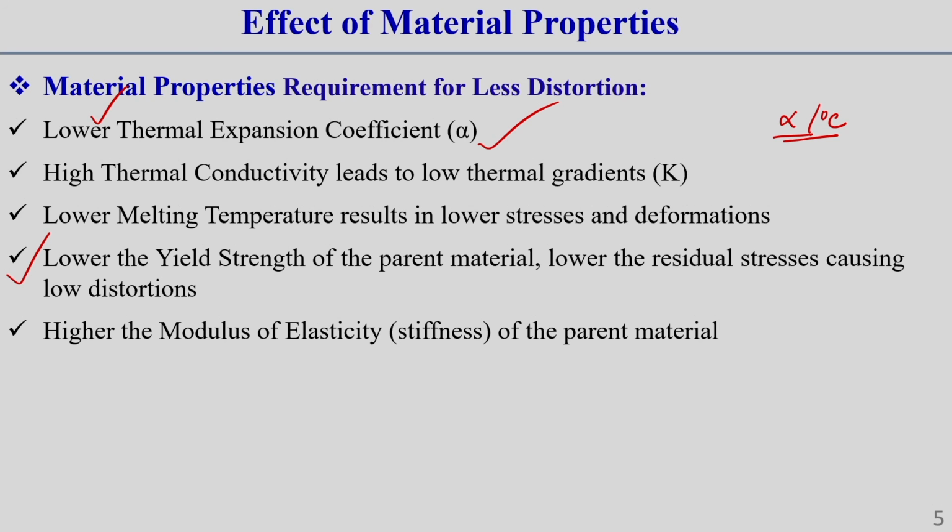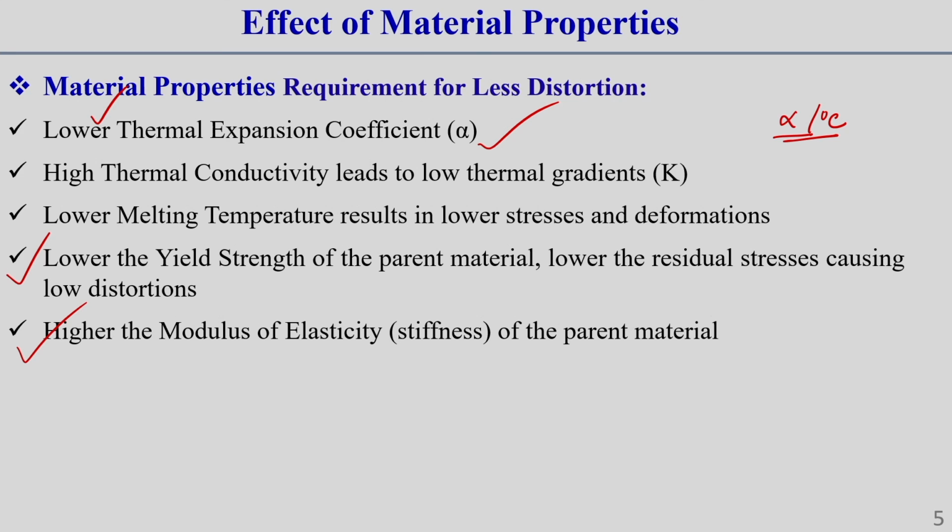Generally, whatever the stress level developed in a welded structure, that stress is within the range of the yield stress level. So, the higher the yield stress of a material, the higher will be the stress developed in that structure, and the higher the stress, the higher the chance of deformation. This you should keep in mind. That is why, the lower the yield stress, the lower will be the residual stress developed in the structure, and due to this lower stress level, the distortion development is also less.